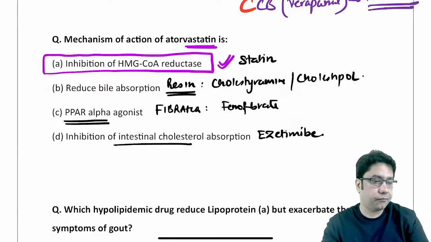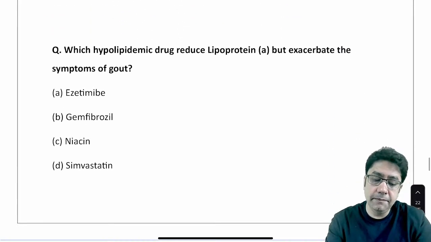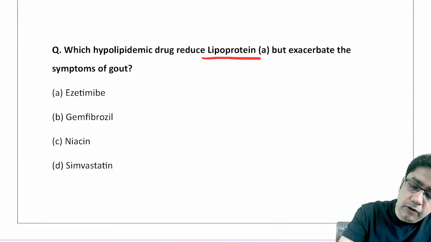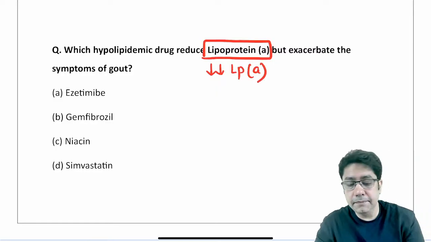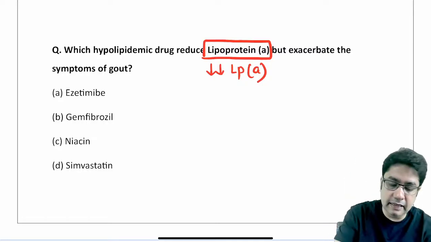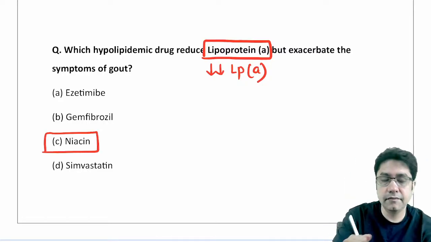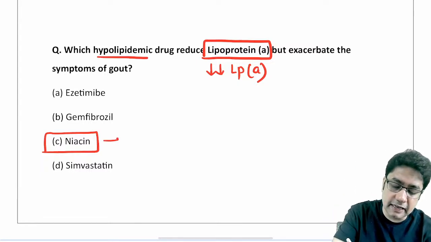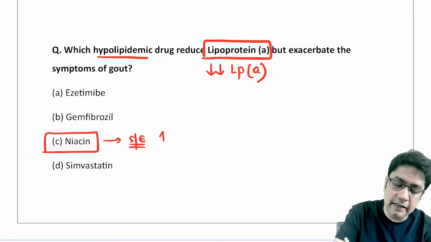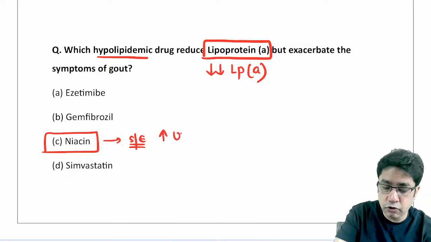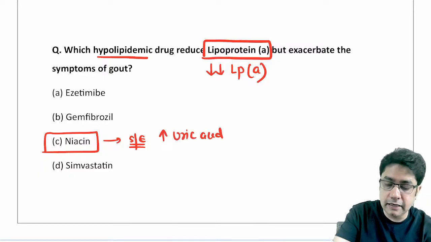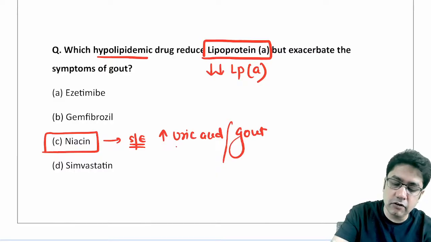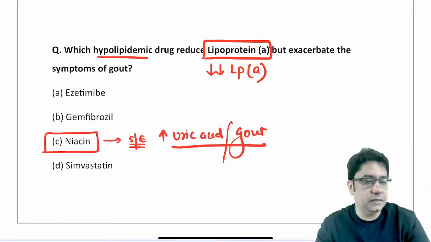Ezetimibe. Okay. So which hypolipidemic drug can reduce lipoprotein A level? The only hypolipidemic drug which can reduce lipoprotein A level is niacin, vitamin B3. Niacin is also used as a hypolipidemic drug, but the main side effect of niacin is it increases uric acid level. That means it can precipitate an attack of gout.